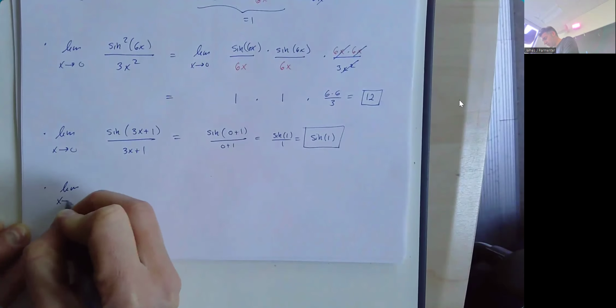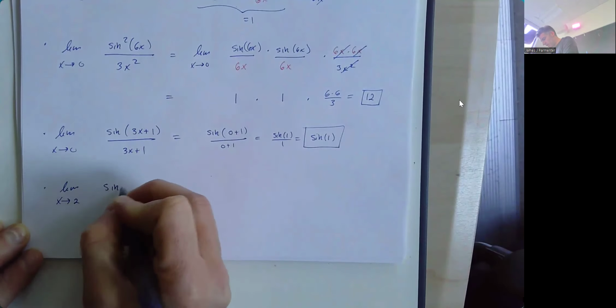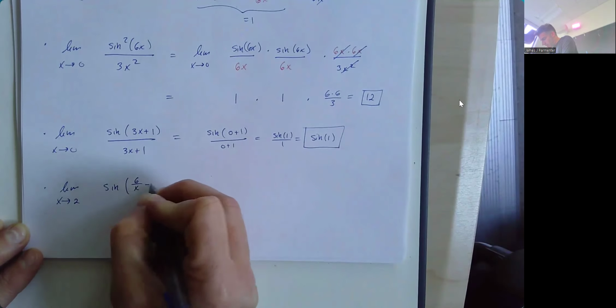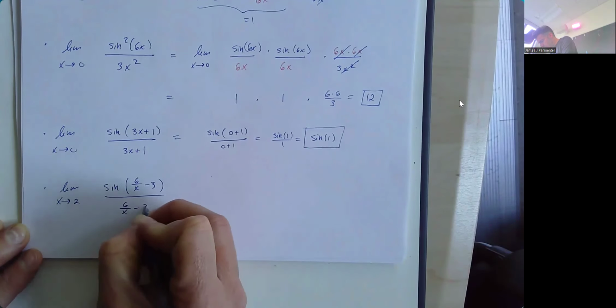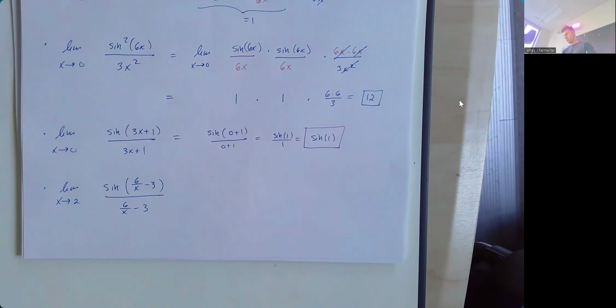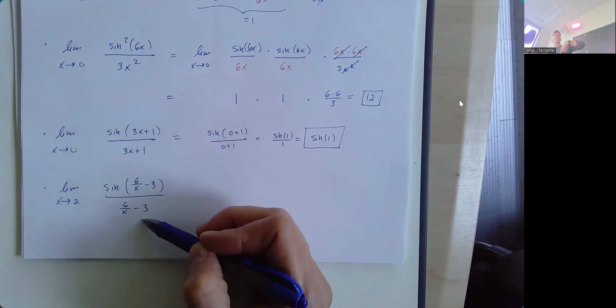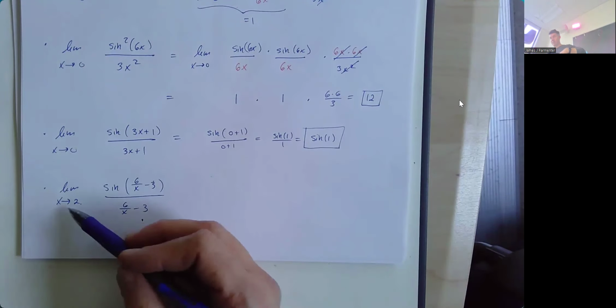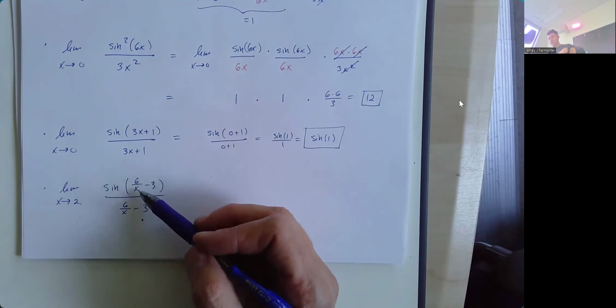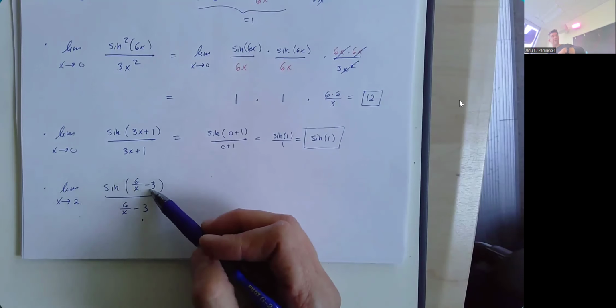So just to keep with that, if I said, what's the limit as x approaches 2 of sine of 6 over x minus 3 over 6 over x minus 3, is this limit not equal to 1? Have I met the conditions? Am I taking sine of something divided by the same something? Is the something getting closer and closer to 0? If I plug in 2 for x, right, x is getting close to 2. What's 6 divided by 2? 3 minus 3 is 0.